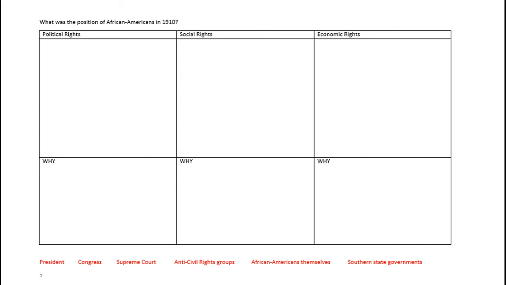So we know that by 1910, African Americans in theory have the right to vote, but that vote has been suppressed massively in southern states. We know that in theory, under the 14th Amendment, African Americans are protected as citizens and have all the rights of white people. However, in terms of their social rights, the Plessy versus Ferguson Supreme Court decision of 1896, saying that facilities could be separate but equal, and various Jim Crow laws around the South meant that black people were not equal to white people in vast areas of society.